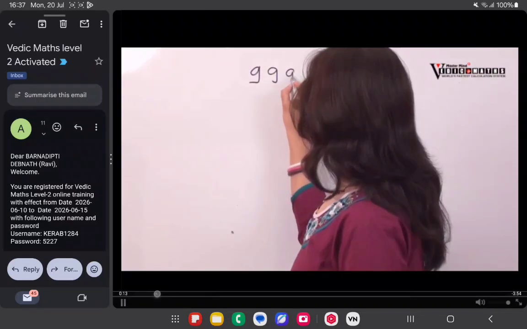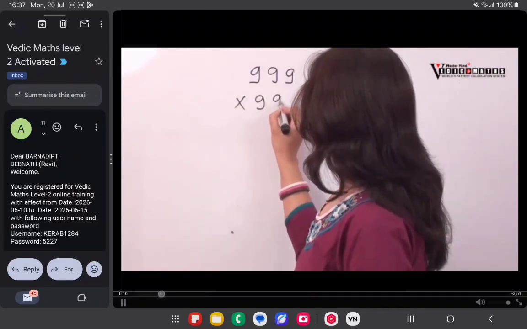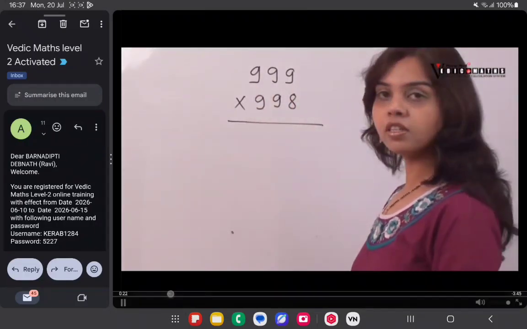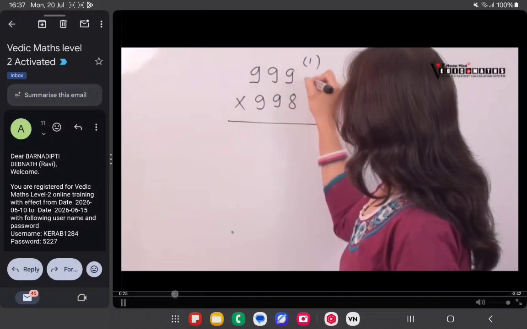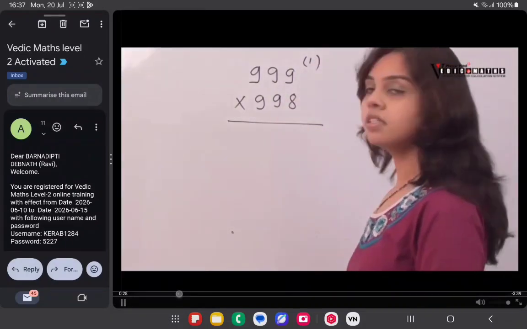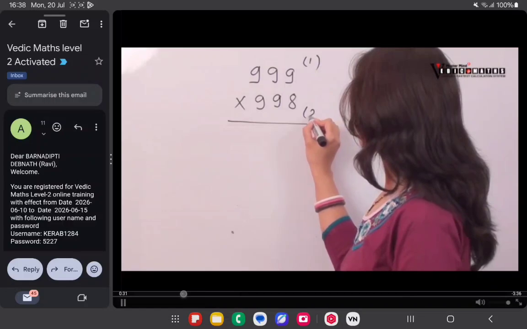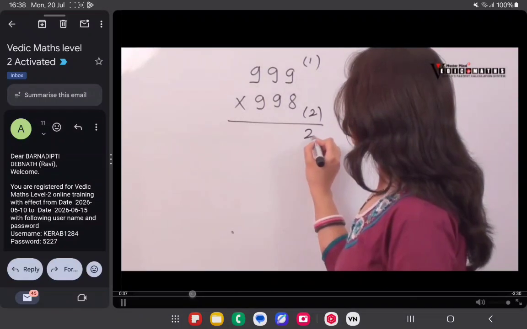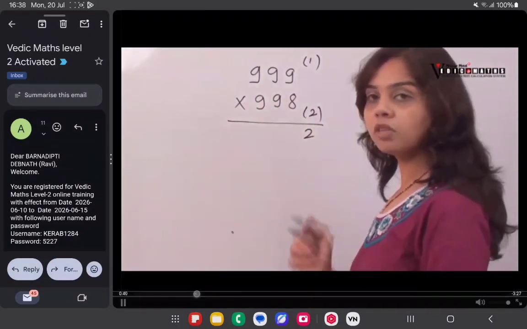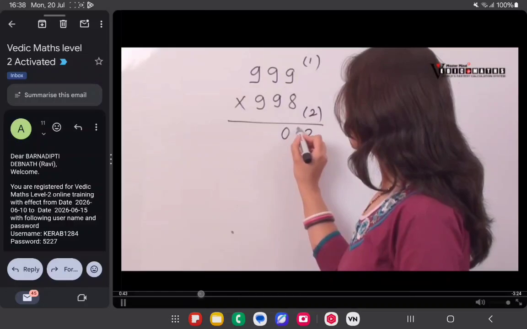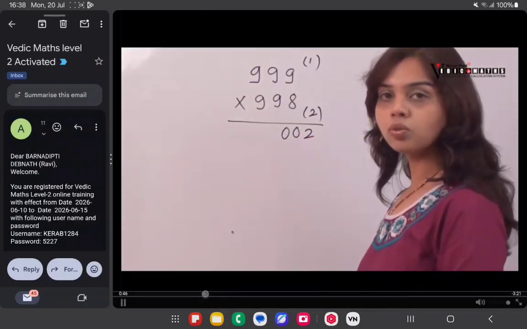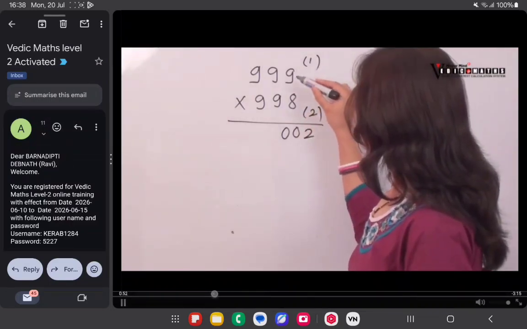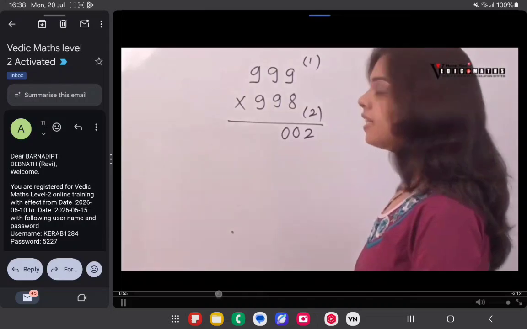Our first question is multiply 999 by 998. Since 999 is 1000 minus 1, that means this is 1, and 998 is 1000 minus 2. So it will be 2. Then multiply 1 into 2 is 2. Since this is 1000 minus 1 and 1000 minus 2, so last digit should be a 3-digit number. That means 002. Then subtract 1 from 998 or subtract 2 from 999, we will get 997.